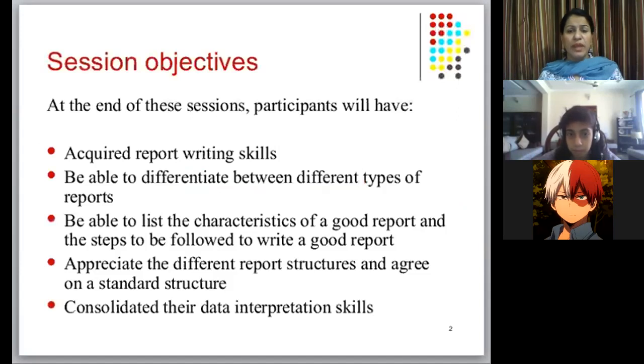The purpose of today's session is that by the end of this session, participants, that is, you guys, will have acquired report writing skills. You'll be able to differentiate between different types of reports, list the characteristics of a good report and steps to be followed to write a good report. You'll be able to appreciate the different report structures and agree on a standard structure. Consolidate your data interpretation skills.